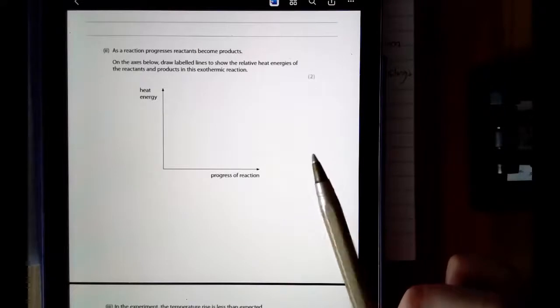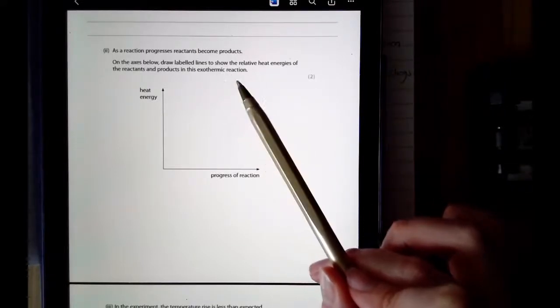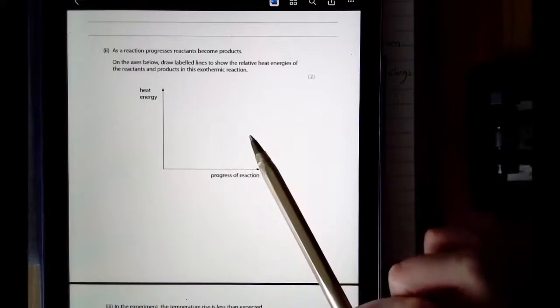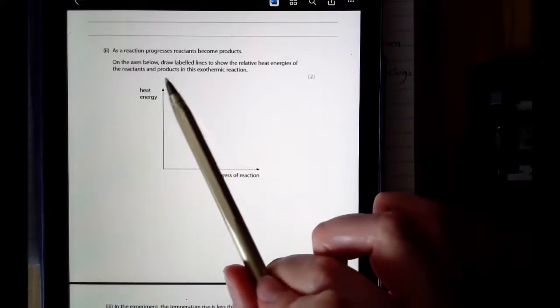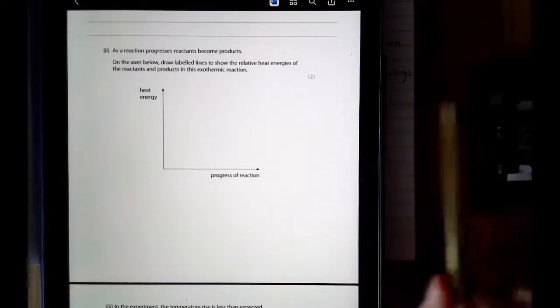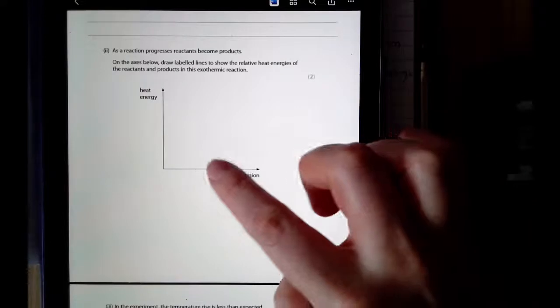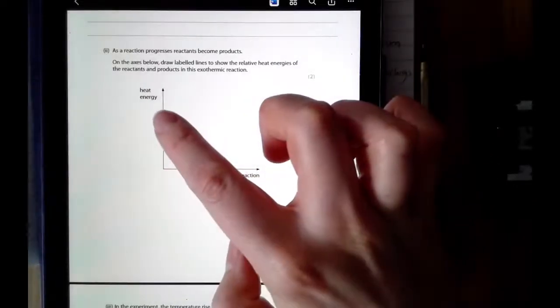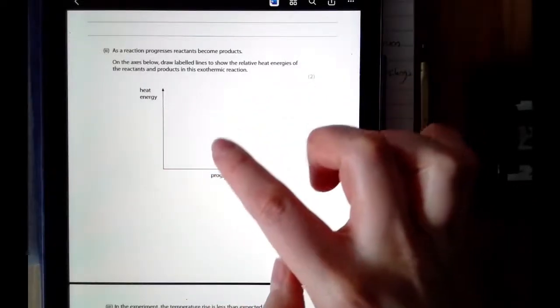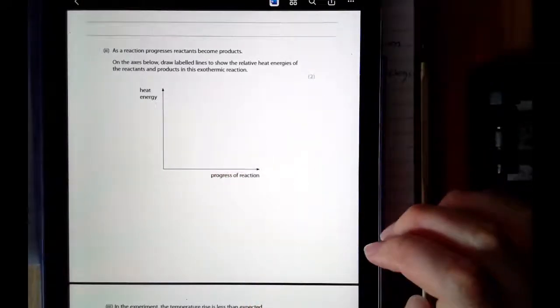Another one of these questions, again, they're asking you for an exothermic reaction. You draw it exactly the same as we did before. However, it doesn't ask you for the activation energy, which is why it's 2 marks and not 3 marks. So when you are not asked for the activation energy, you don't need to draw that hill. You'll just draw your reactants on one side, the products down low, and just one straight line joining the 2 of them up. You don't need to draw in the activation energy hill.